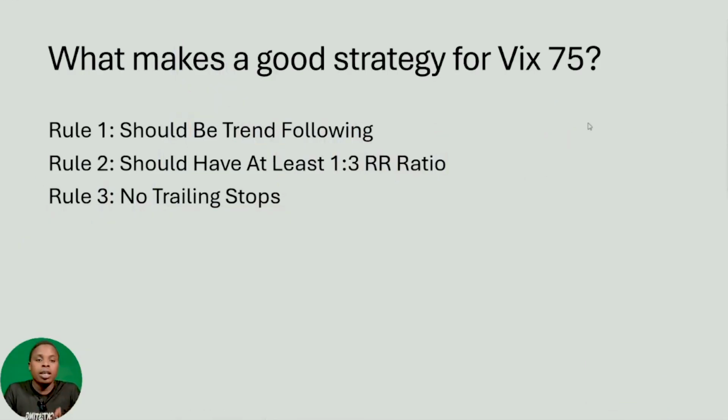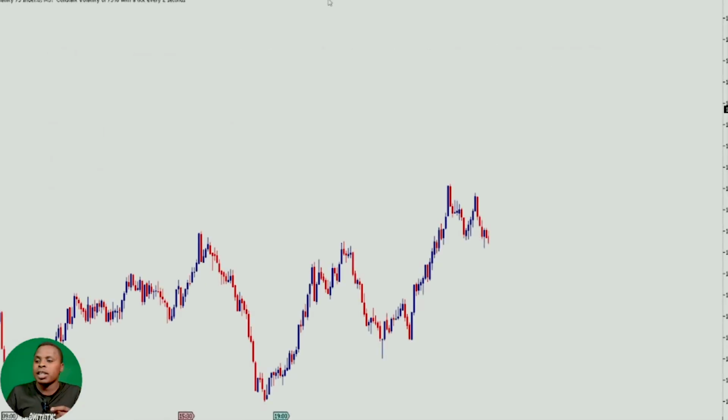And rule number 3, no trailing stops. If you are trading volatility 75 index, trailing stop losses can ruin your strategy. Why? Let me show you, right? So this market creates big impulsive moves and it creates very big reversals, right? So if you are trailing your stop losses, chances are when you trail your stop loss, the market might reverse and just hit your stop loss and continue going to the upside.